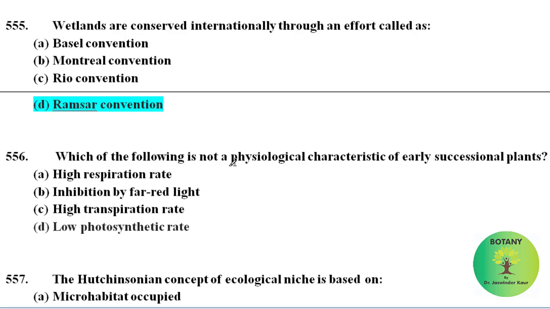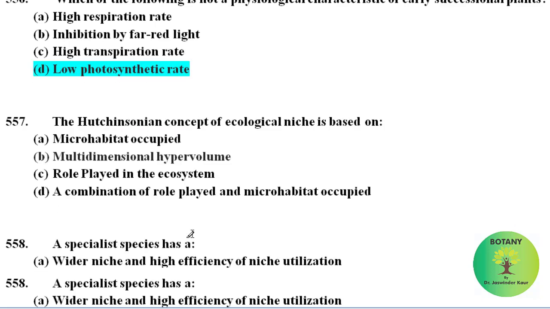Which of the following is not a physiological characteristic of early successional plants? High respiration rate, these are present in early successional plants. Inhibition by far red light, this is also a characteristic. High transpiration rate, this is also a characteristic of early successional plants. And then low photosynthetic rate, it is incorrect because the early successional plant has a high photosynthetic rate.